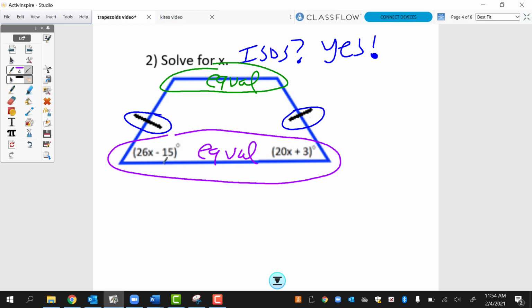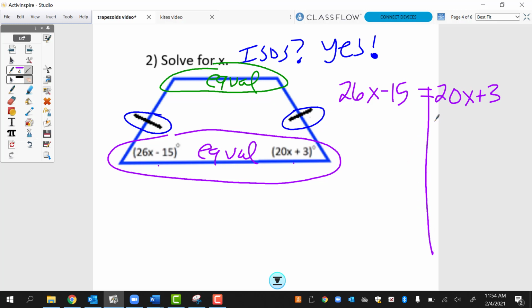Okay. So the two angles I circled are the base angles. Because I circled the base angles, and we know base angles are equal. So then that is the equation I'm going to write: this one angle equals the other angle. So what do we got? 26x minus 15 is equal to this other angle, 20x plus 3. We're going to solve this equation.